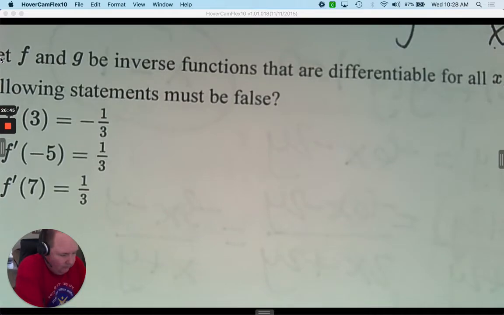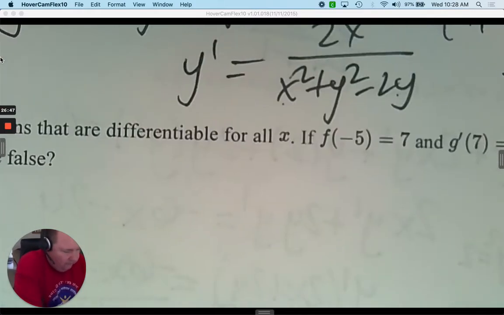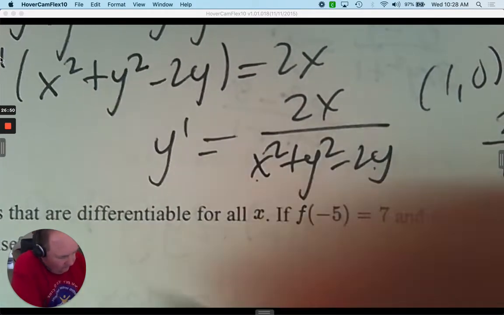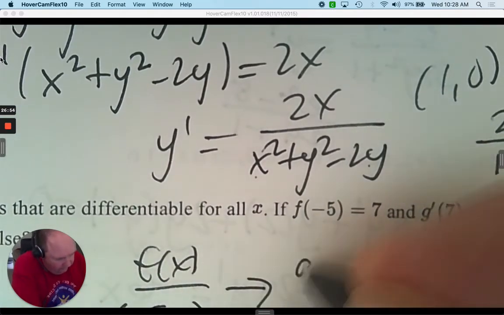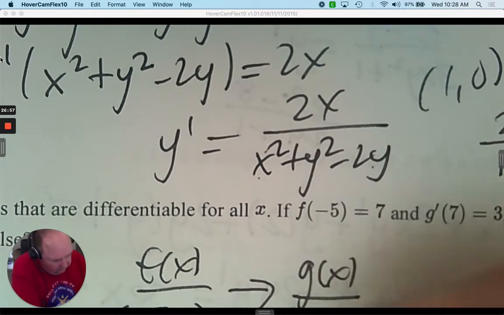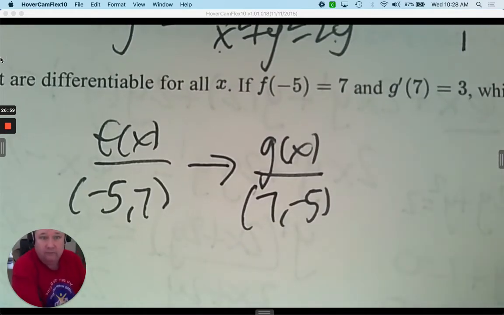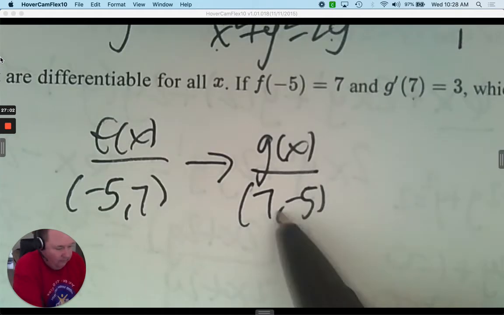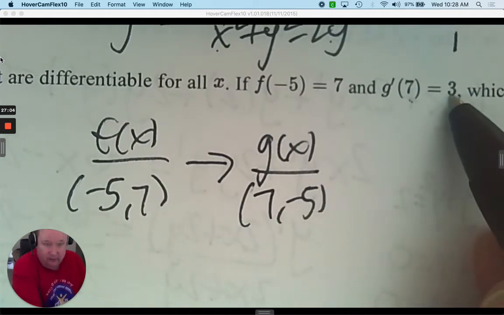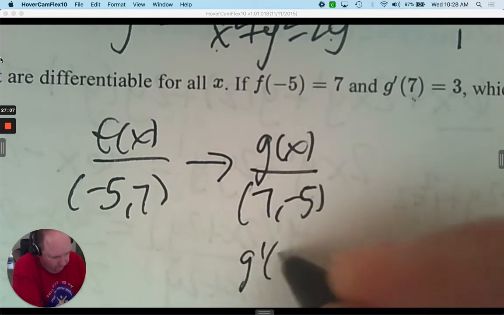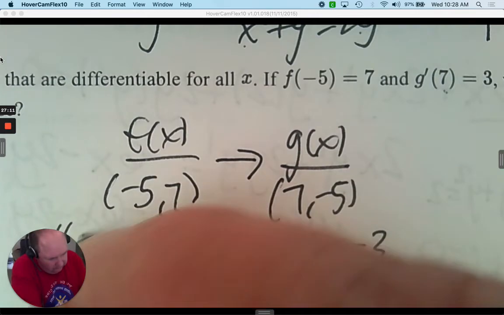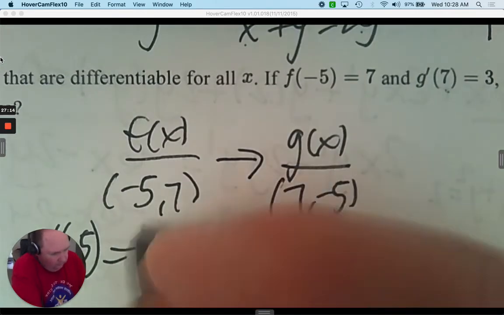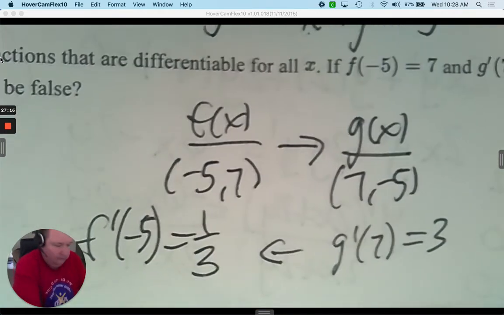Number 20, let f and g be inverses that are differentiable. F is negative 5, 7. So I'm going to write that down. Negative 5, 7. So the inverse g would be 7, negative 5, just so I know. The derivative at 7 is 3. So if I inverse it, the derivative at negative 5 is 1/3, because they're reciprocals.